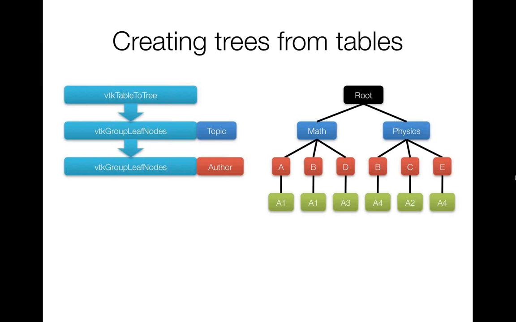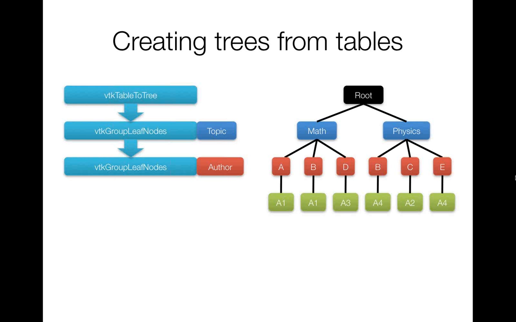The second one, we just chained it with an author field, and then inside each topic node, it'll make subnodes for every type of author that appears in that topic. And then you can do so on and so on to make as complicated a tree as you want.